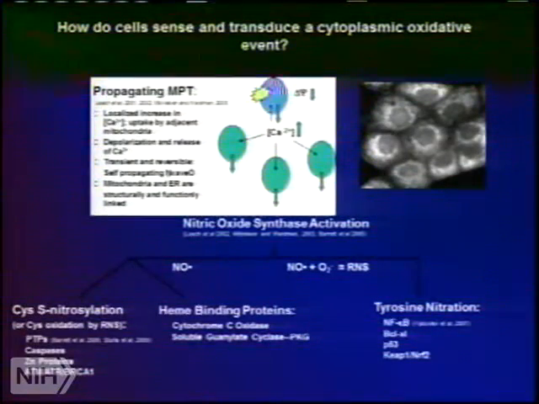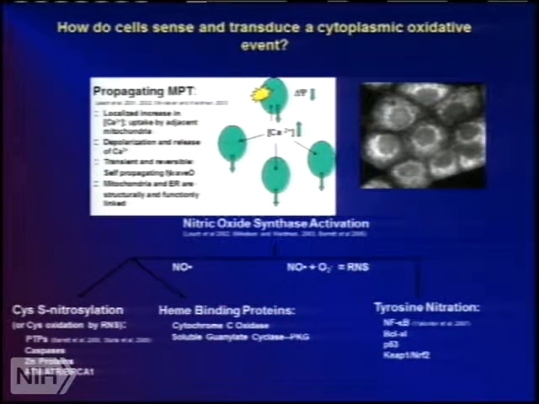So then the question is, how do the cells sense a cytoplasmic oxidative response? And of course, one of the key things initially is an increase in cytosolic calcium. And then that calcium we see will turn on various enzymes, such as nitric oxide synthase activity will increase. And we have nitric oxide. This can lead to nitrosylation. For caspases, nitrosylation will inhibit activity.